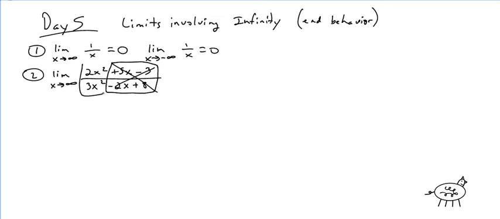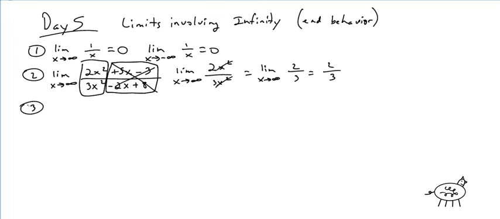Really what I'm looking for is the highest degree terms and their coefficients on the top and the bottom. So truly this problem is the limit as x approaches infinity of just 2x squared over 3x squared. The other stuff is not relevant. Then x squared over x squared cancels, and we get the limit as x approaches infinity of 2/3, which is just 2/3. Let's do another one here. These are pretty easy to figure out, right?